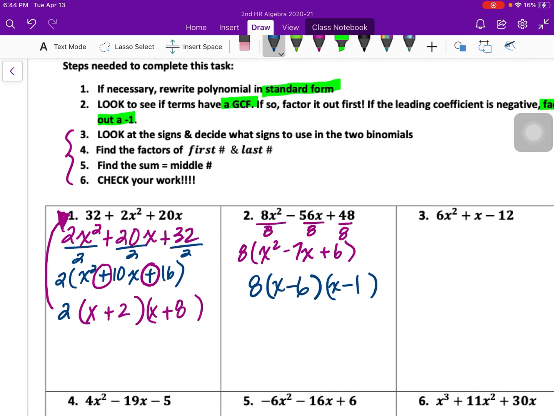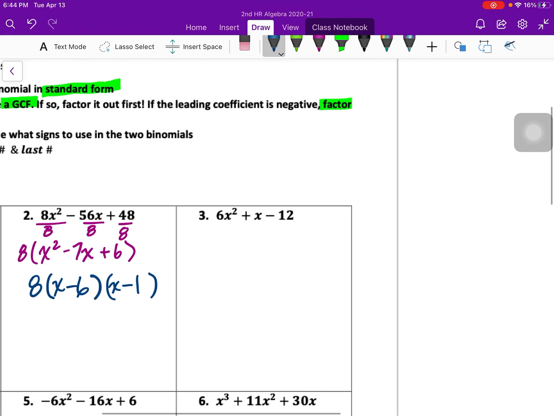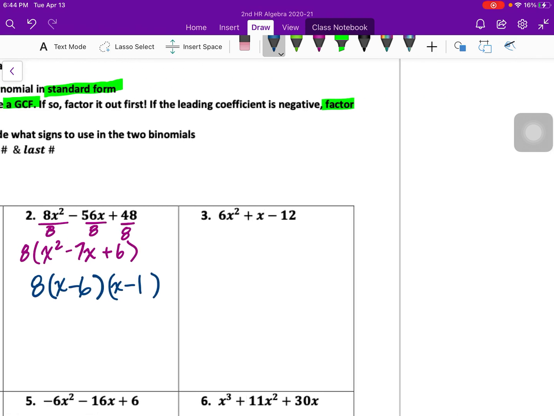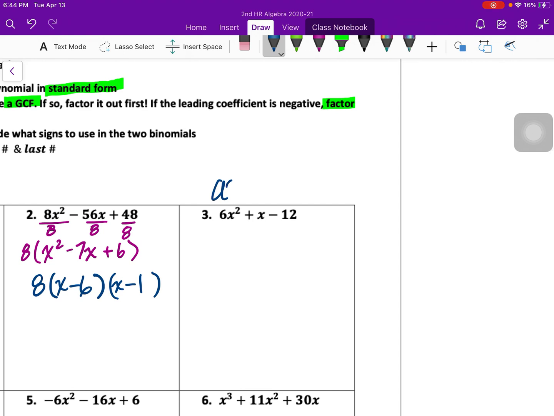All right, so we're finished with number 2. Let's go to number 3. So in number 3, first of all, I'm going to check to see if it's in standard form, and it is. When I look at this one, I notice that the first term and the last term have a common factor of 6, but not the middle term. So there is no greatest common factor of all 3 terms. So I'm at the point now where I'm factoring ax squared plus bx plus c, meaning I have a leading coefficient and I have to factor this.